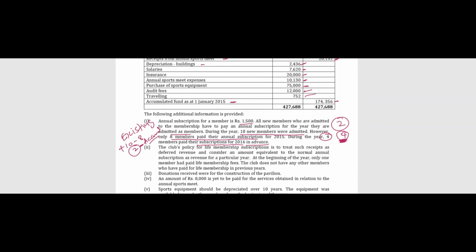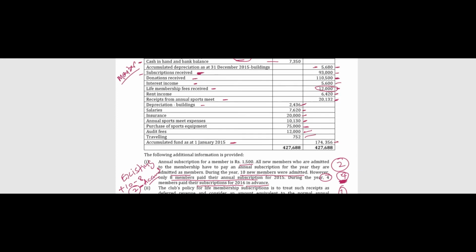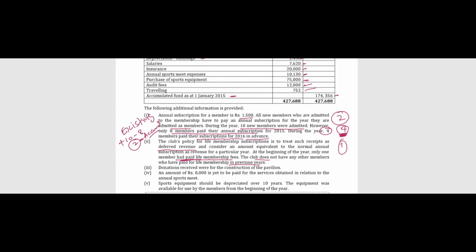Second one, the club policy for life membership subscription is to treat such receipts as deferred revenue. This is their policy. Consider an amount equivalent to the normal annual subscription as revenue for a particular year. So at the beginning of the year, only one member had paid membership fees. The club does not have any other members who have paid for life membership in previous years. So only one member has paid. How much has been paid? As you can see, 12,000. So this has to be deferred.